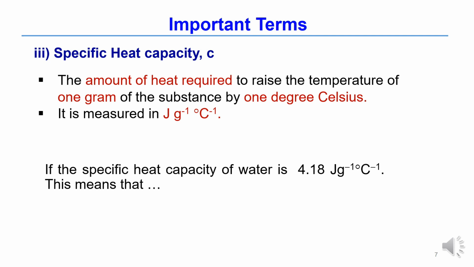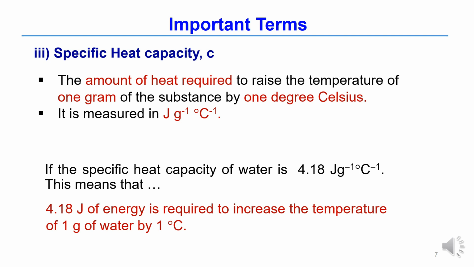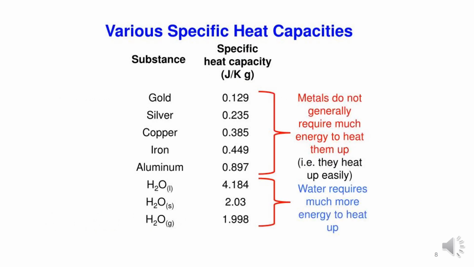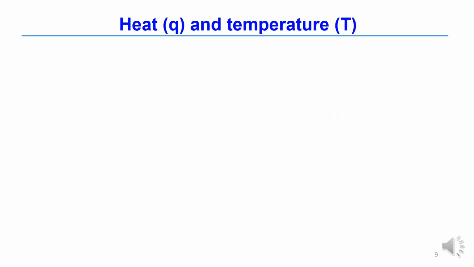If the specific heat capacity of water is 4.18, this means that 4.18 joule of energy is required to increase the temperature of 1 gram of water by 1 degree Celsius. These are various specific heat capacities of several substances. Note that the values of the specific heat capacities of these substances are not necessary to be memorized.